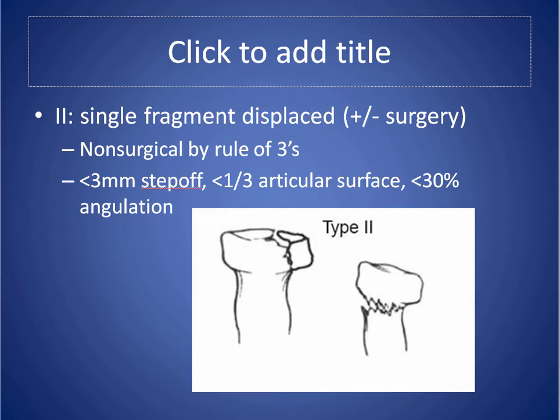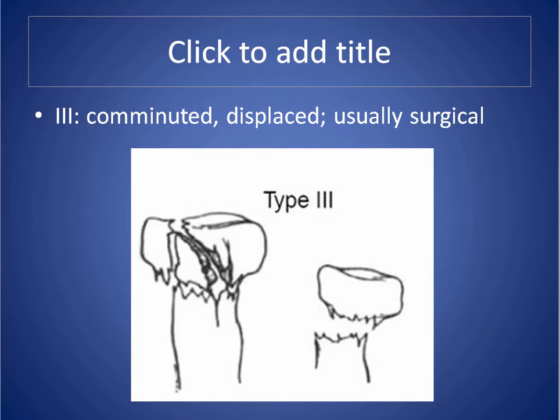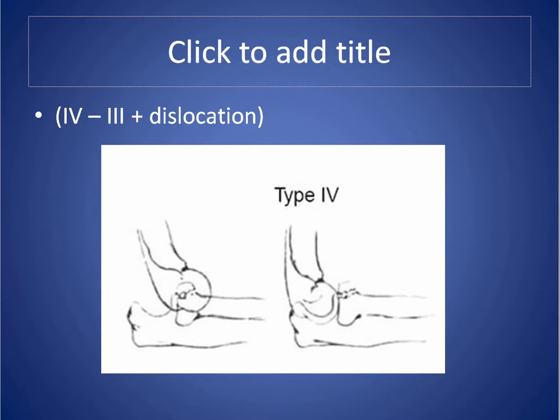If there's greater than 3 millimeters of step-off, for instance, the patient may need to have open reduction internal fixation. The Mason type 3 fracture is comminuted and displaced, and this type of fracture usually requires surgical intervention. And then a type 4 fracture is essentially a Mason type 3 fracture which occurs with an elbow dislocation.